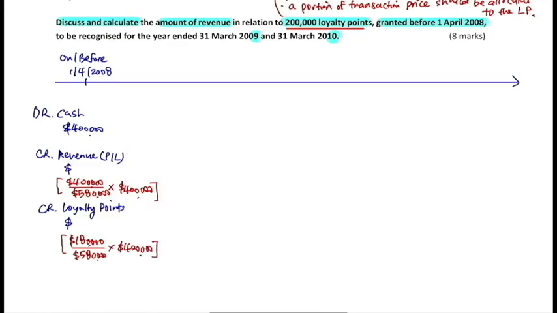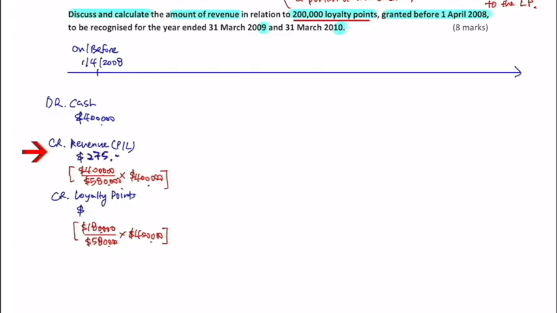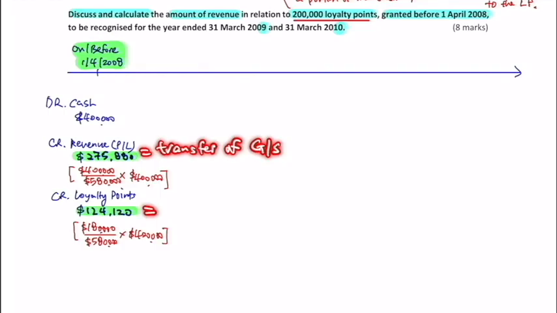Based on our allocations, 275,880 and 124,120. This is the allocation that we have to make at the transaction date. 275,880 is the revenue recognized for the transfer of goods and services, and 124,120 is the points earned to be redeemed for goods and services in the future. This represents a contract liability.